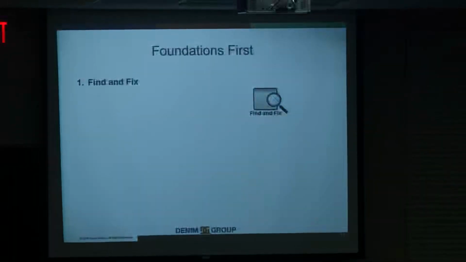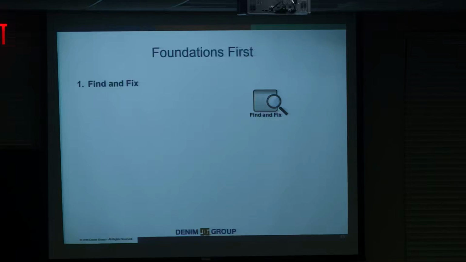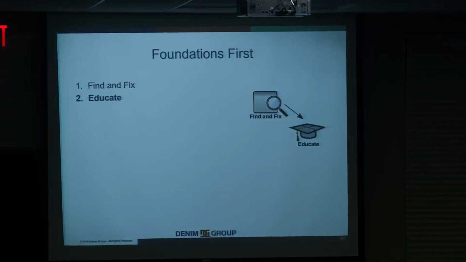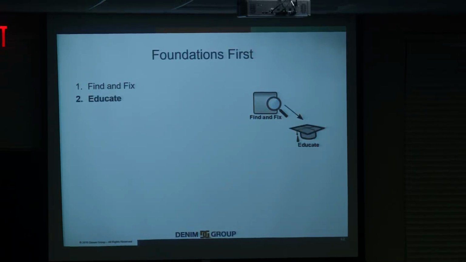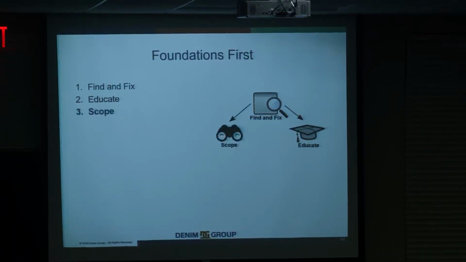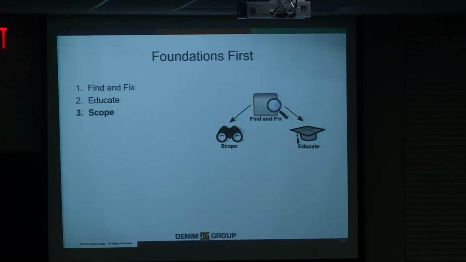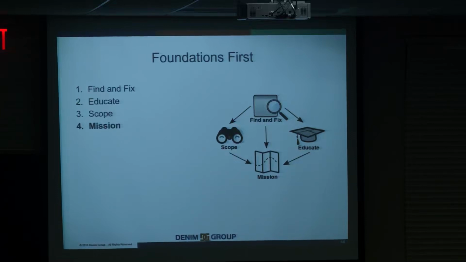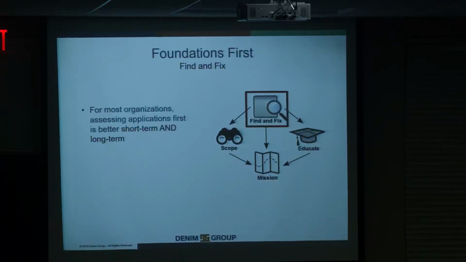I'll elaborate on these in a bit. So find and fix. Once you have shown that you're capable of finding and fixing, educate your developers, your ops, your leaders, your architects. Scope out the program. Let's get a hold of what our goals are and how big this program is going to have to be. And then finally, tie those all together into your mission, whether it be for the next year or multiple years out. So let's start with finding and fixing.